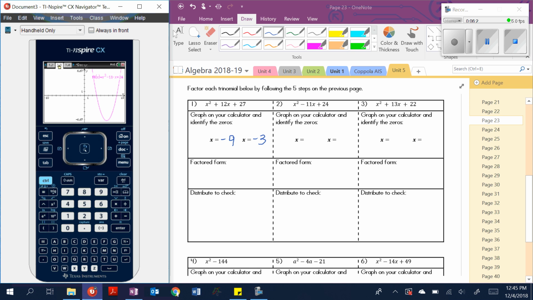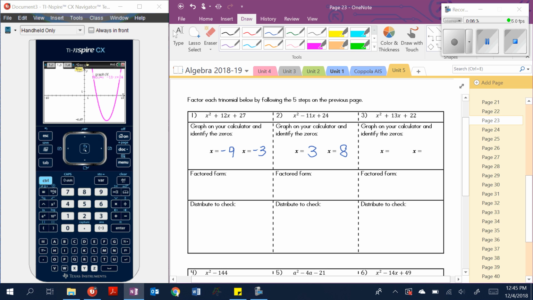All right, here's my graph for number 2. I could also count: where are those? x is equal to +3, x is equal to +8. Remember, we're just finding the zeros, the places where it crosses the x-axis.